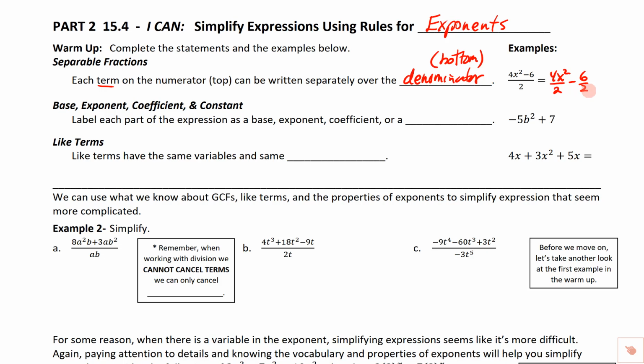So what we end up with on that one is, let's simplify this one. We can cancel the 4 and the 2, so that's going to be a 2x squared, and then minus 6 over 2 would be a 3, so that would be our answer there. I'm going to go ahead and circle that one.